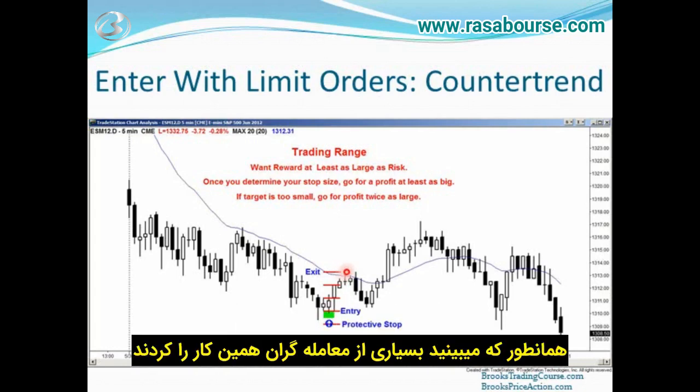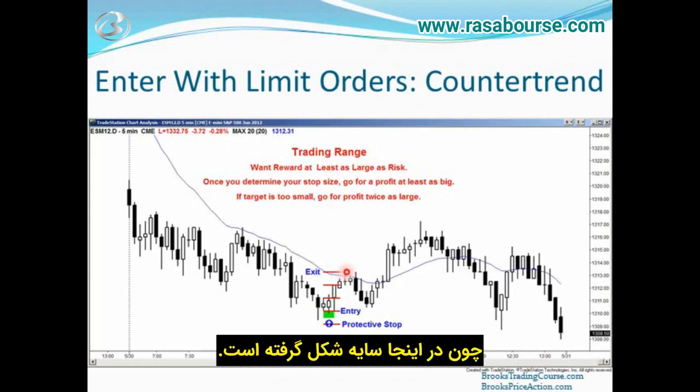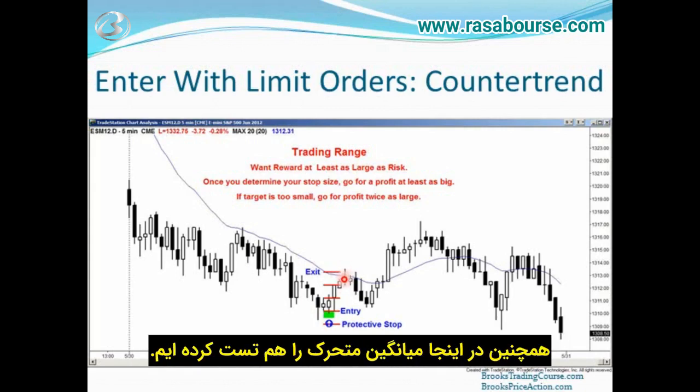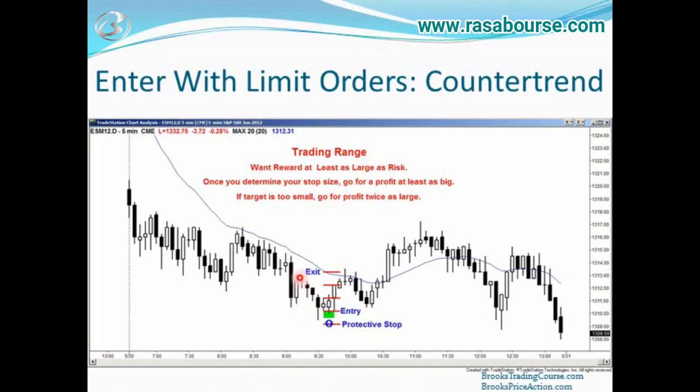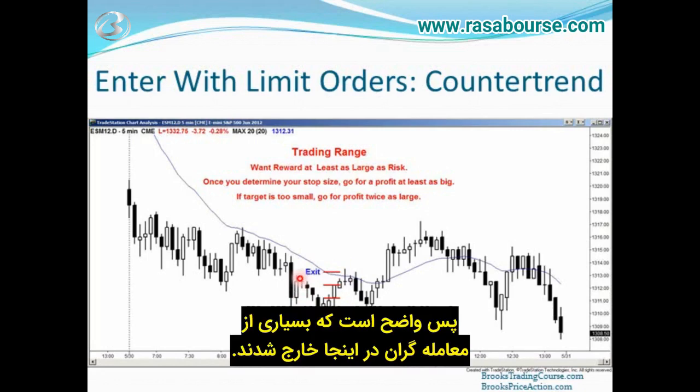And you can see lots of traders did exactly that because we got a tail there. Obviously, it's also a test of the moving average and a failed breakout above this prior bull reversal bar, right? But clearly a lot of traders exited here.